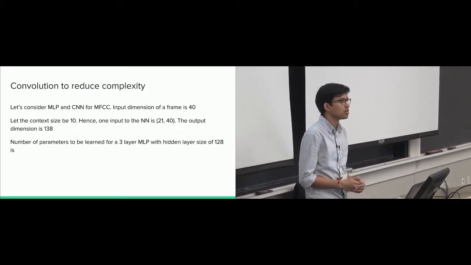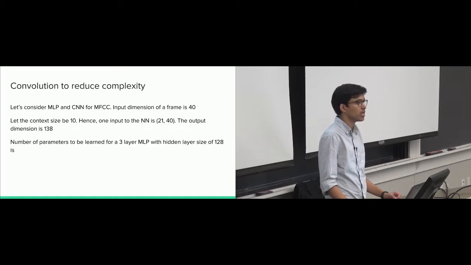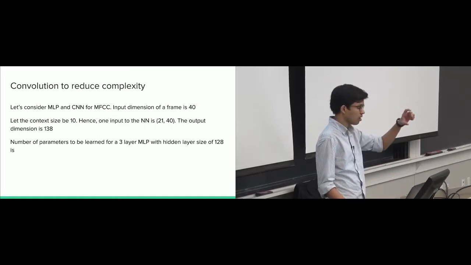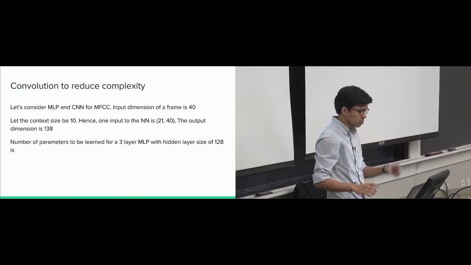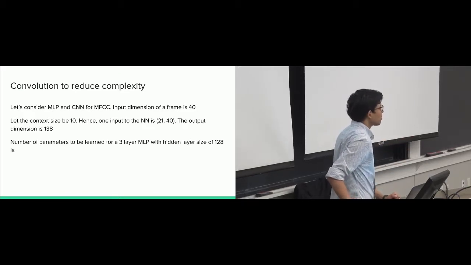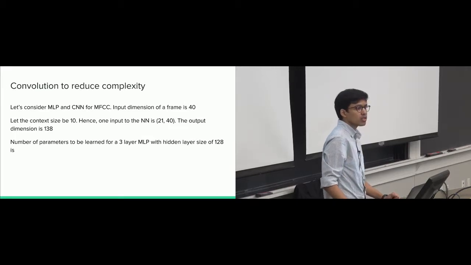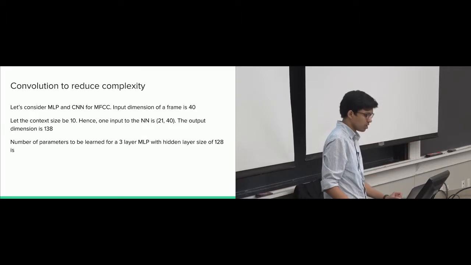Our input dimension in the frame is 40, and let our context window size be 10. So if we have one frame, we take 10 frames above and 10 frames below. So now our input dimension is 21 by 40, correct? Okay, and our output is the number of phonemes, which was 138.